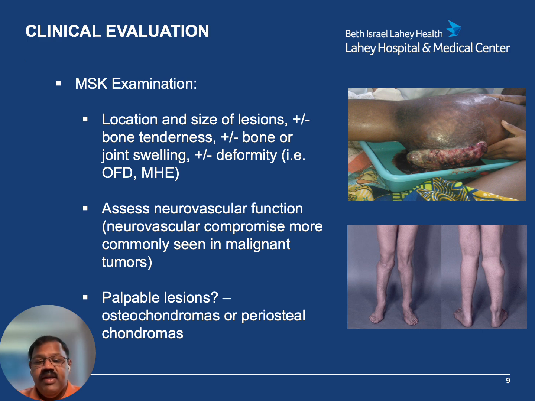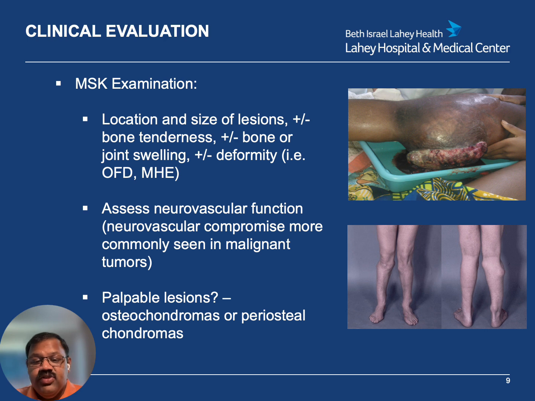You want to always assess the neurovascular function of the limb and ensure that there's no definitive evidence of neurovascular compromise. Typically, benign bone tumors usually do not cause neurovascular compromise, but if they have an aggressive soft tissue component or are compressing extrinsic neurovascular structures, that can oftentimes be seen in very aggressive tumors, including malignant tumors. And so that's something important for you to assess and document early on.